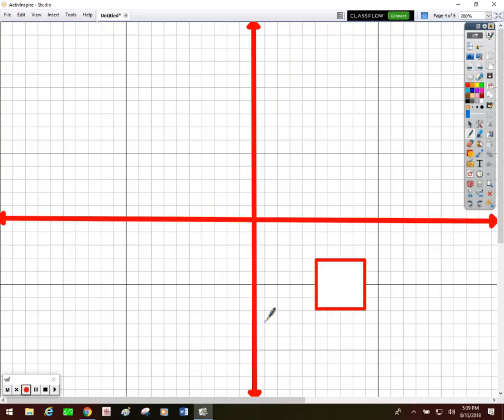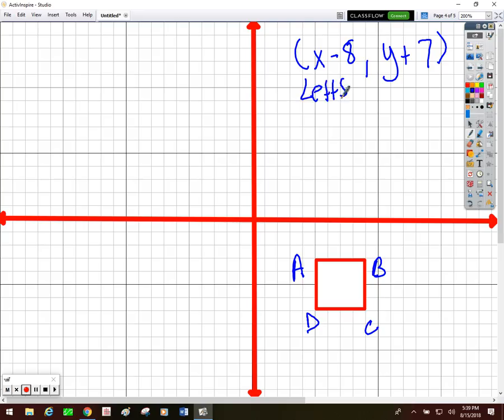Here is a square. Let's go with A, B, C, D. Okay, for this one, I'm just going to give the notation. You guys were doing awesome with this notation. So let's see if we can go with just the notation. Let's go x minus 8 and y plus 7. So before I even start, I know x minus means I'm going to go left 8. Y plus means I'm going to go up 7, because the y-axis goes up and down. Up and down, and then left and right.